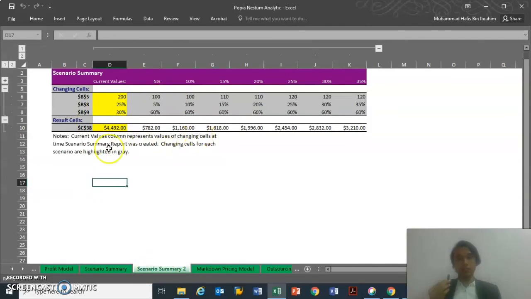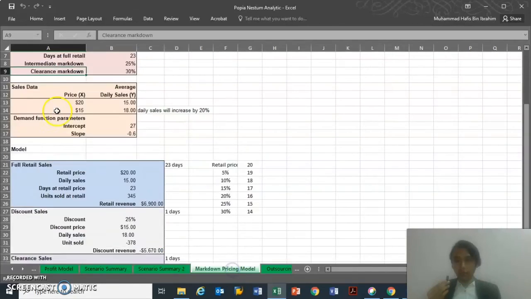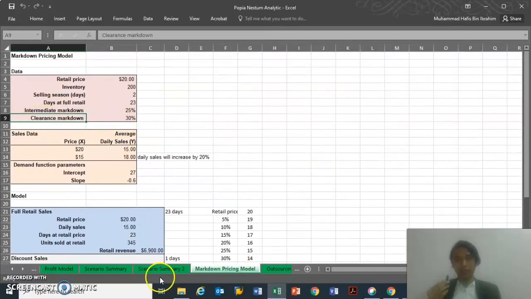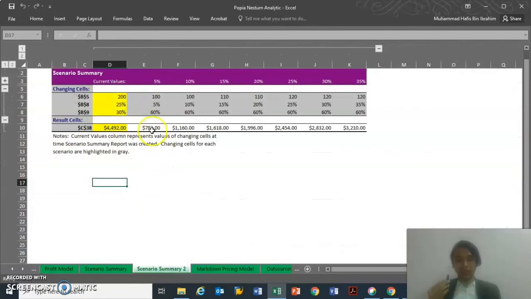And the second summary, I will not change anything from the inventory and clearance markdown, because if I change, the value will be reduced. So I will stick to my plan, which is using this item.